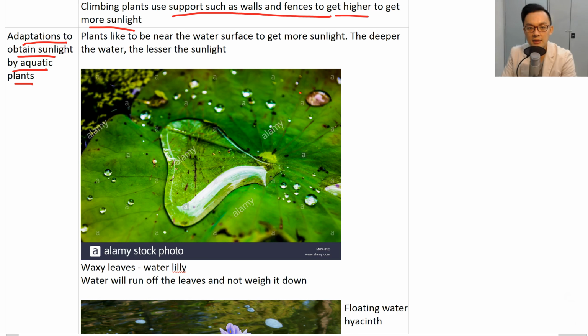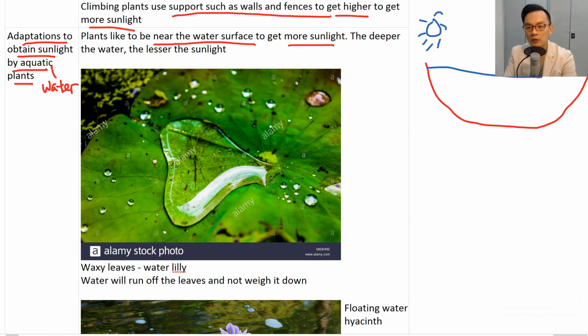So generally plants want to get higher, and if possible higher than other plants, so that they can get more sunlight, to make more food, and also to make more fruits and seeds, so that they can reproduce more. So let's look at another group of plants, adaptations to obtain sunlight by aquatic plants. Alright, so these are plants that live in water. So plants like to be near the water surface to get more sunlight. The deeper the water, the less the sunlight. So let's say this is a pond, and we have a sun over here. There's water over here. So this part will have more sunlight.